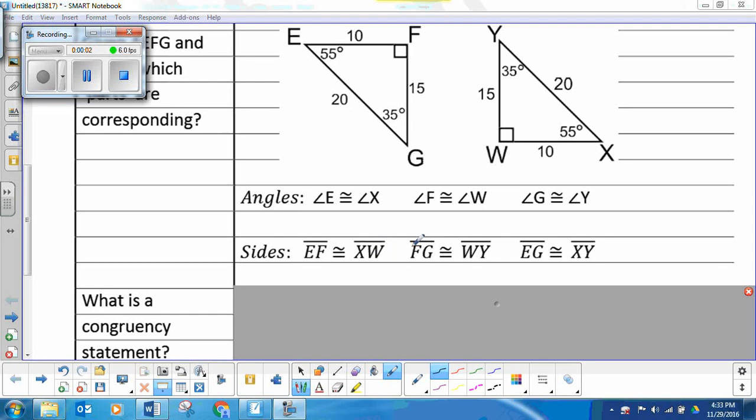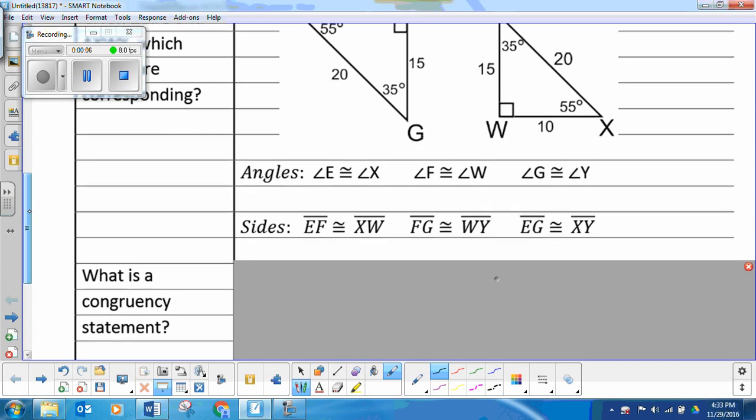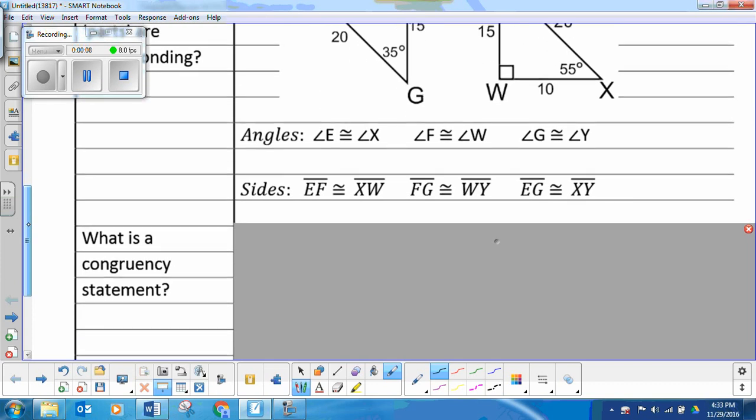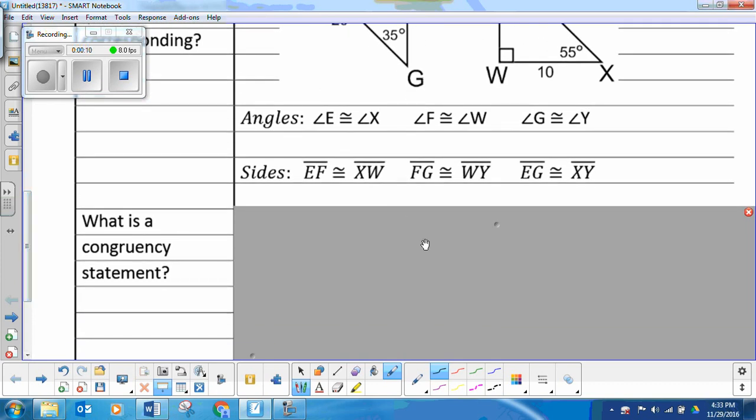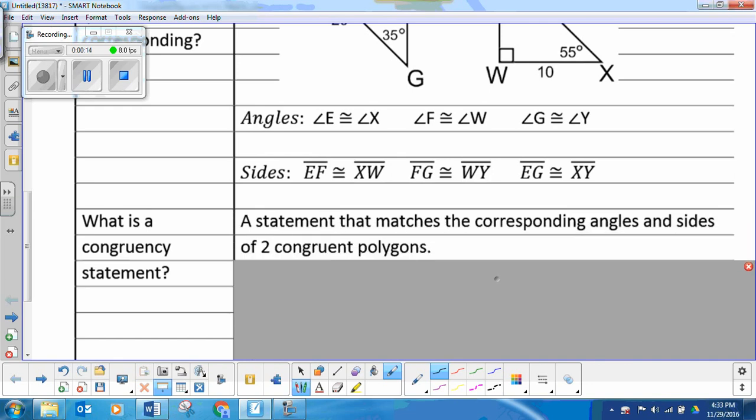Okay, so now that we have determined which of the angles are corresponding and sides are corresponding in those two triangles, let's talk about the following question. What is a congruency statement? It is a statement that matches the corresponding angles and sides of two congruent polygons. In our case, we're going to be focusing mostly on triangles, but it could be any polygon, which is a shape with sides. So go ahead and write that down, pause the video, and come on back.